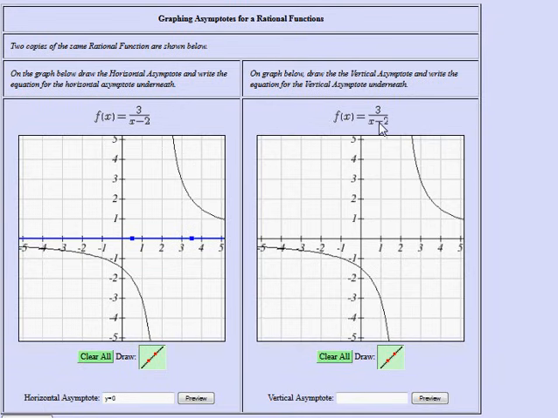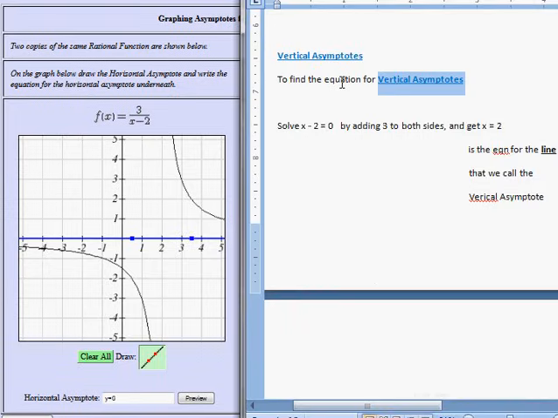So basically what you do is you take your denominator, x minus 2, you write it down, set it equal to 0, and solve. We solve it by adding 2 to both sides of the equation. If I added 2 to the left-hand side, you'd get x. If I added 2 to the right-hand side, you'd have 0 plus 2 is 2. So basically with this equation, x equals 2. But it's actually the equation for a line that we call the vertical asymptote.